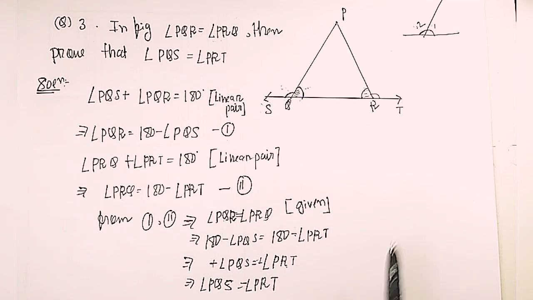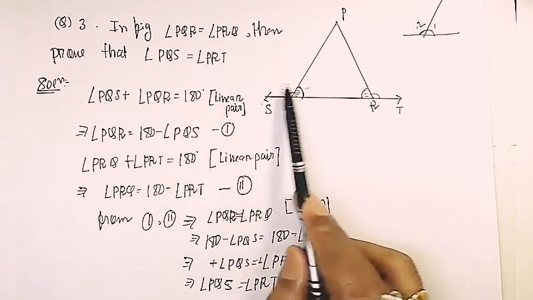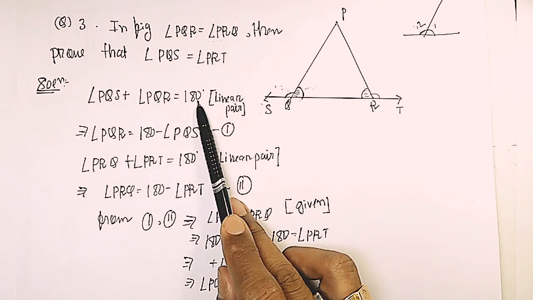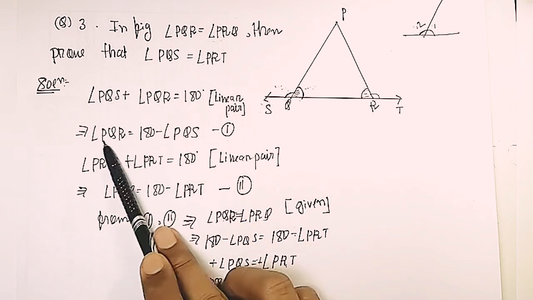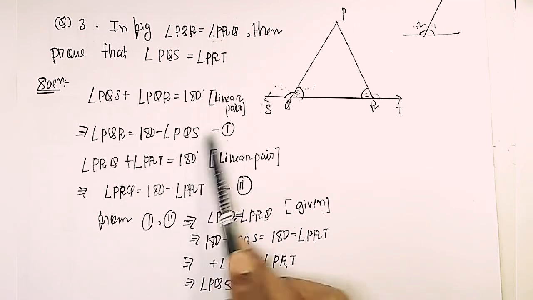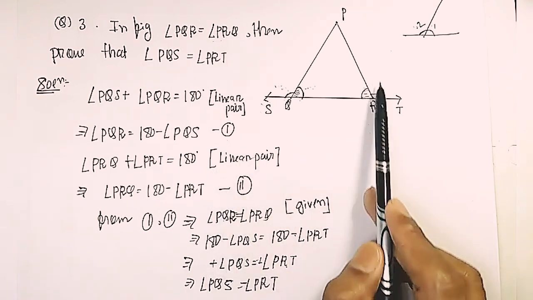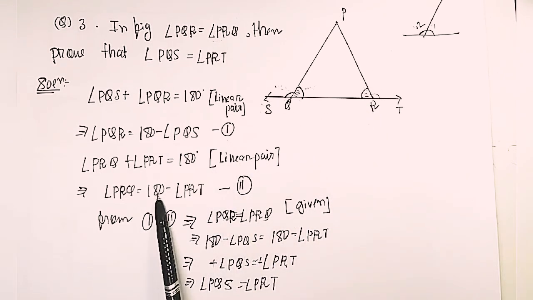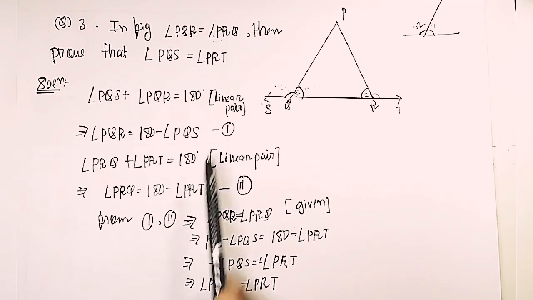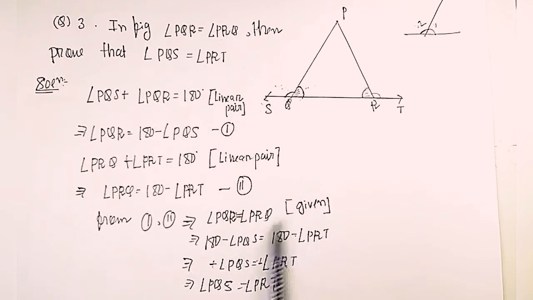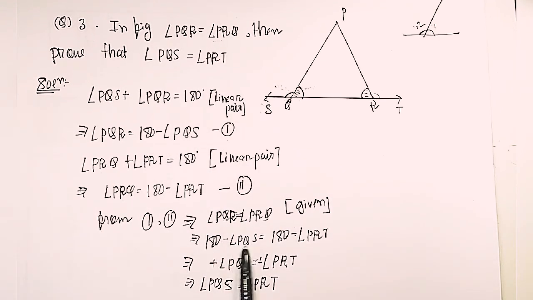So the main concept is the linear pair. The sum of these two angles is 180 degrees. Linear pair, from here PQR equals 180 minus PQS, equation 1. The sum of these two angles is 180 degrees. Linear pair, from here PRQ equals 180 minus PRT, equation 2. From equation 1 and 2, PQR equals PRQ, it is given. So instead of PQR you can write 180 minus PQS, and instead of PRQ, 180 minus PRT. So after simplification PQS equals PRT.